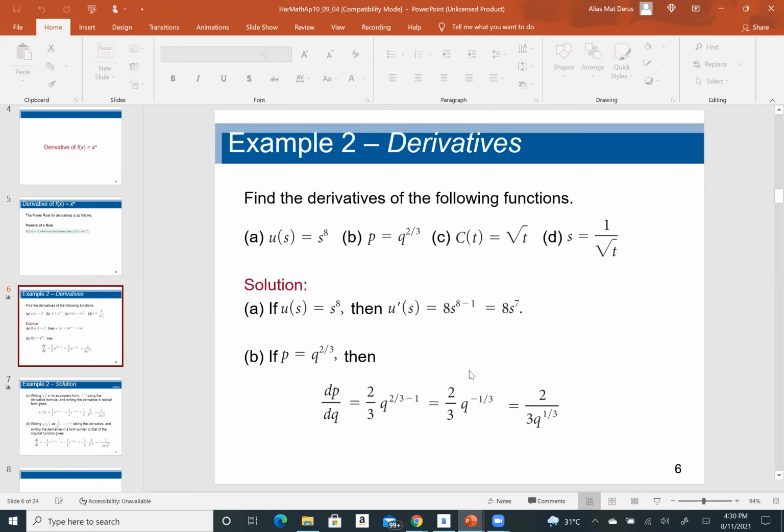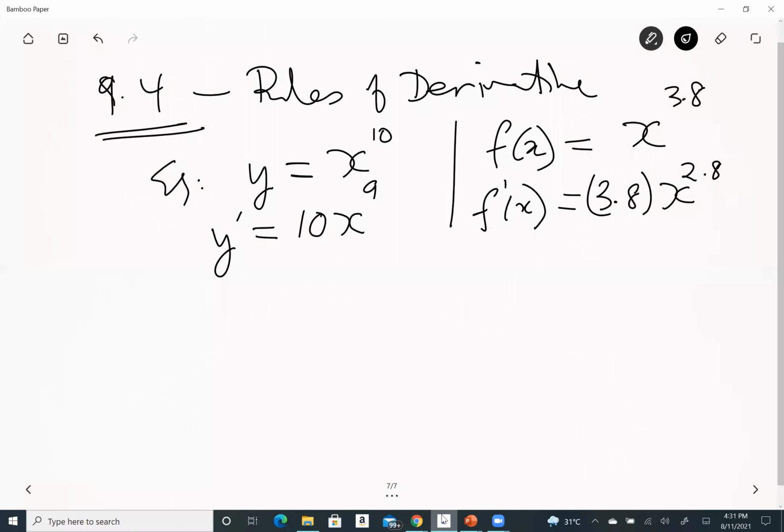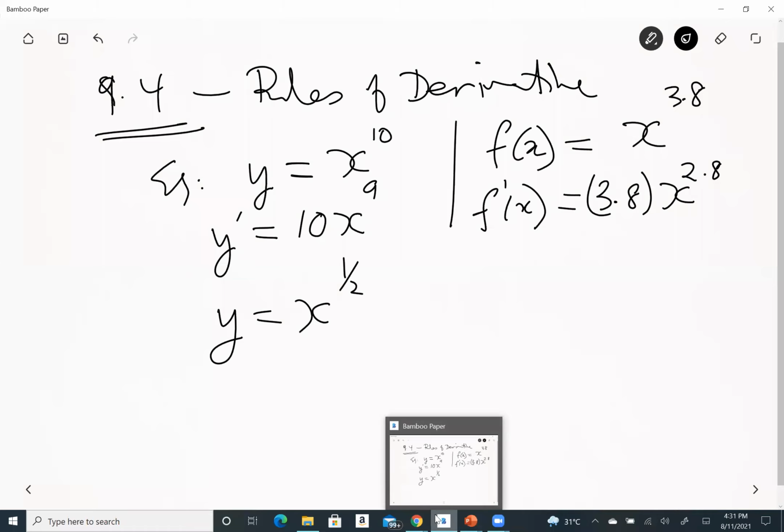Okay, so here, C, you have a square root of t. The function C equal to square root of t. Now, what is the power of the square root? 1 over 2. So what we do, we use 1 over 2. So I have y equal to x to the power of 1 over 2, and then you get the derivative.